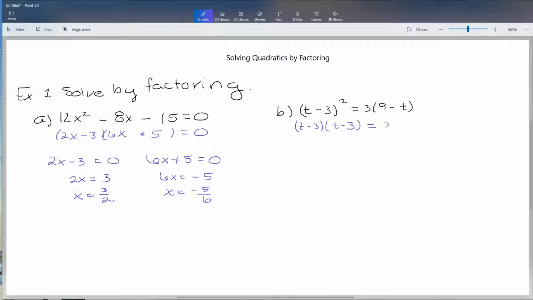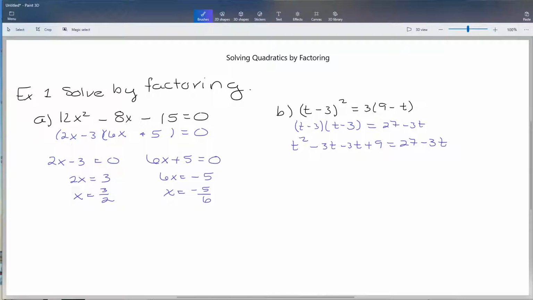So 3 times 9 is 27. 3 times negative t is negative 3t. Okay, and then I'm going to multiply it out on this side. So t times t is t squared. t times negative 3 is negative 3t. Negative 3 times t is negative 3t. And negative 3 times negative 3 is positive 9. Okay, and then I'm just going to leave my right side alone.